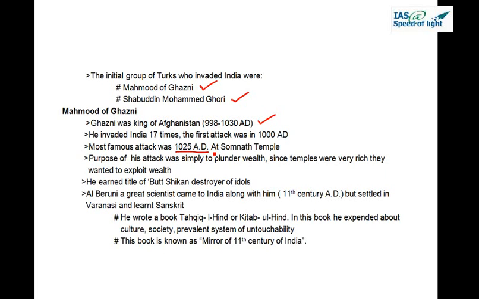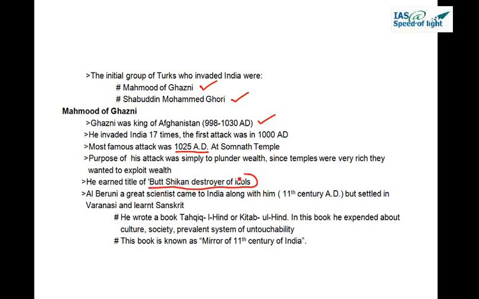Another important point to remember here is he did not want to establish a permanent empire in India. He simply wanted to loot the wealth of India and go back to Afghanistan and do something for Afghanistan. During the attack at Somnath Temple, he earned the title of Butshikan, which actually means the destroyer of idols.